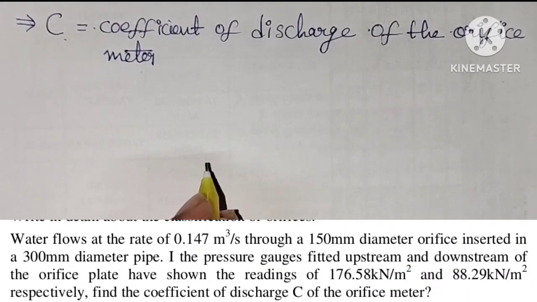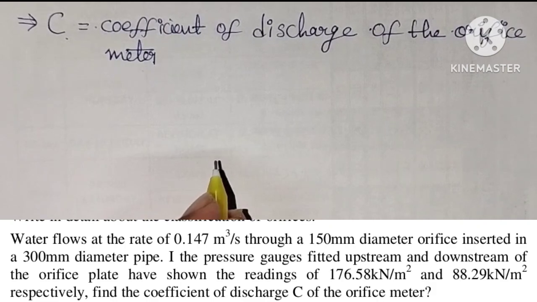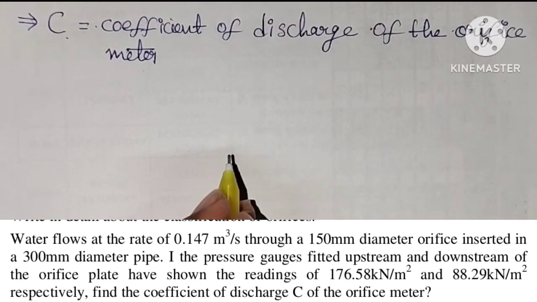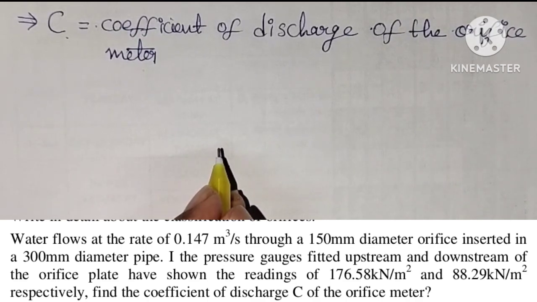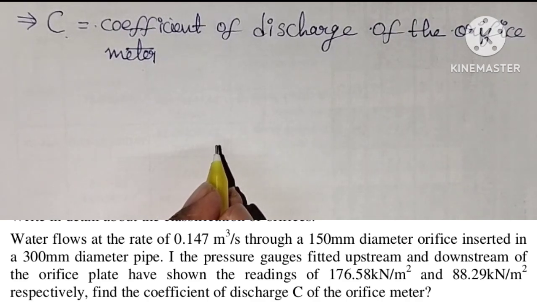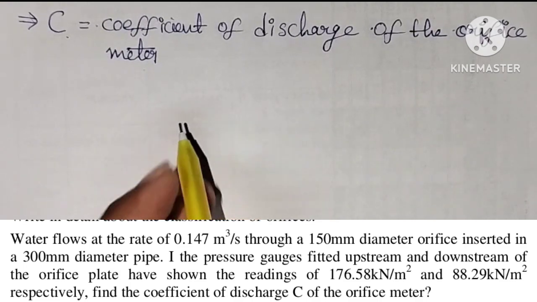Water flows at the rate of 0.147 meter cube per second through a 150 mm diameter orifice inserted in a 300 mm diameter pipe. The pressure gauges fitted upstream and downstream of the orifice plate have shown the readings of 176.58 kN per meter square and 88.29 kN per meter square respectively. Find the coefficient of discharge C of the orifice meter.